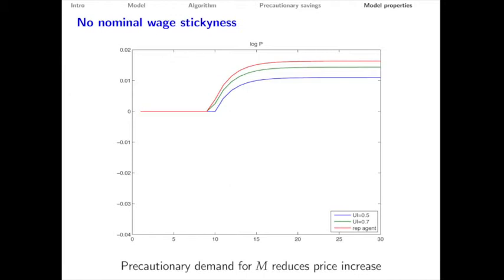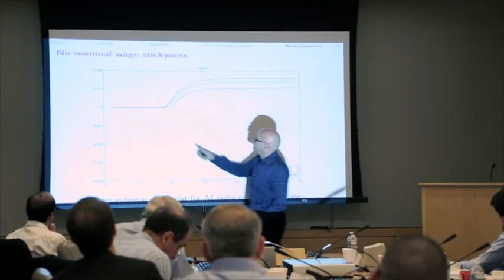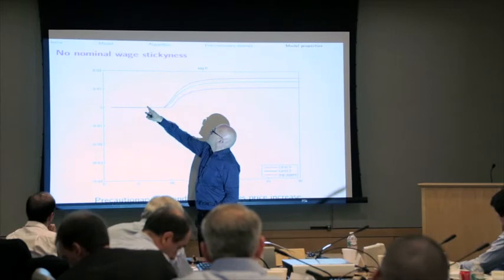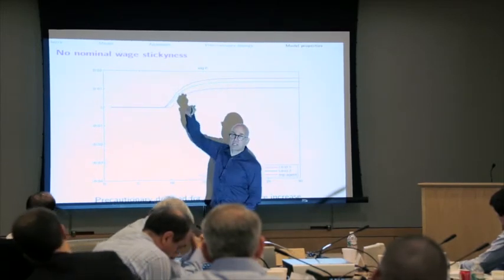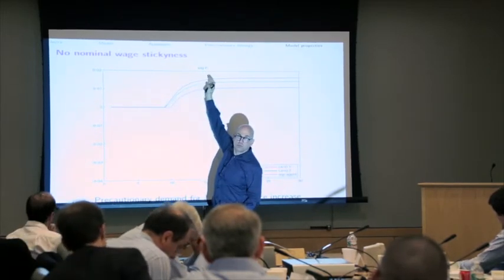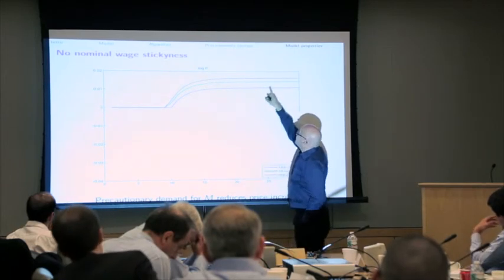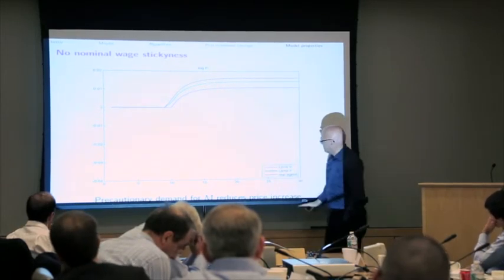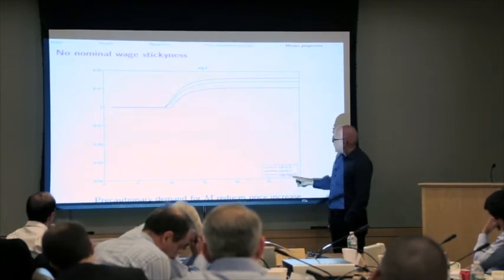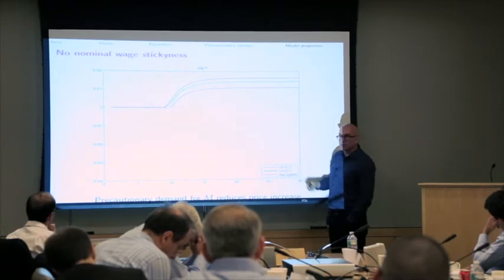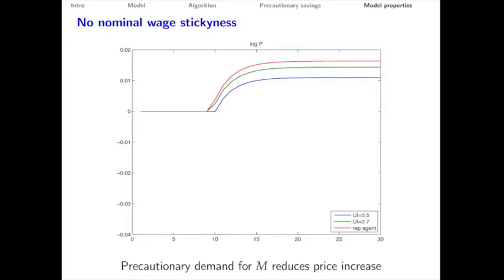Okay, so what do we have over here? This is the impulse response function, so this is time. I'm in a good state, and then we move to the bad state. It's like a supply shock, so prices are going to go up. Over here, we got 3 lines. Red is the representative agent, and then UI is the amount of unemployment insurance given.